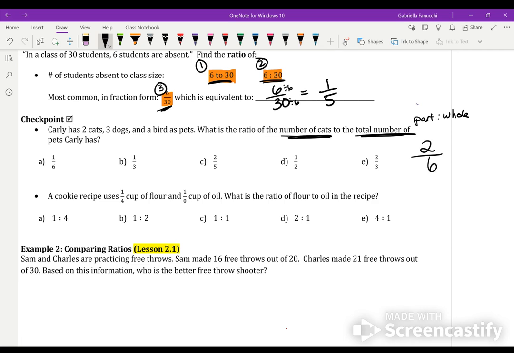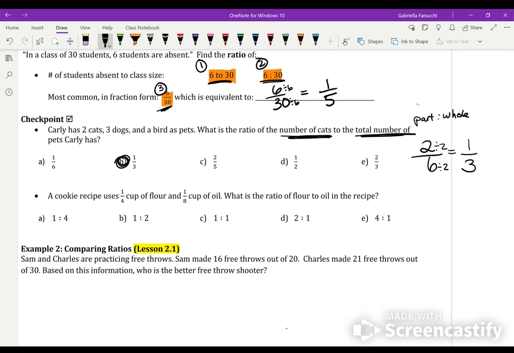Well, we need to simplify that because our answer 2 to 6 is not there. So if we simplify this, this will come out to 1 over 3. And we simplified by dividing top and bottom by 2. So she has a 1 to 3 ratio of cats per pet. So that's basically saying for every 3 pets, she has 1 cat. All right, so our answer will be B.